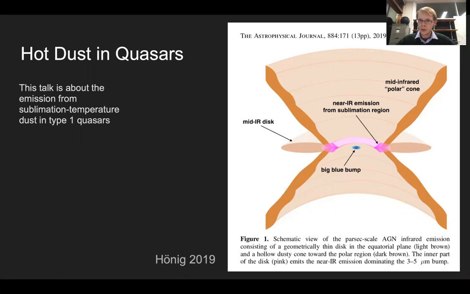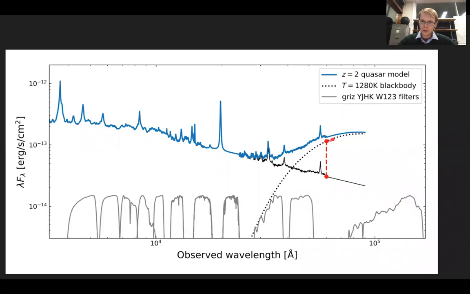It's known that quasars and indeed other AGN show emission across a wide range of wavelengths corresponding to dust at a wide range of temperatures. But today I'm going to be focusing on emission from the hottest dust, which is located closest in to the accretion disk, where the temperature is set by sublimation to be around 1200 to 1500 Kelvin. And the emission from this dust peaks around 1 to 3 microns, and indeed dominates the emission in the 1 to 3 micron rest frame wavelength range.